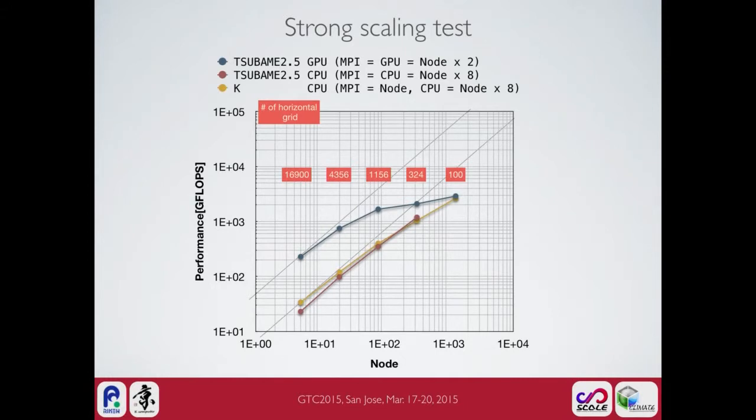We also showed the strong scaling test. In the strong scaling test, the GPU case is saturated earlier than the CPU case. It is related to the host-to-device transfer rate. And here is the number of horizontal grids. And we want to improve the problem size on the GPU. In the massive scalar case, 5% of elapsed time is communication. It is very difficult.